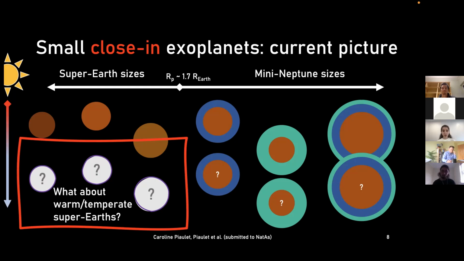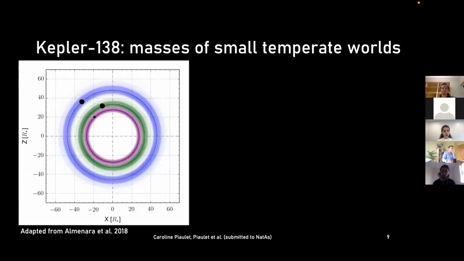And this is why the Kepler-138 system was so interesting. So let me introduce the system. Kepler-138 is an M dwarf. You're looking here at the representation of the system. So from the top down, the star would be at the center here. And there are 3 detected small transiting planets, Kepler-138b, c, and d, which are all very small, actually.